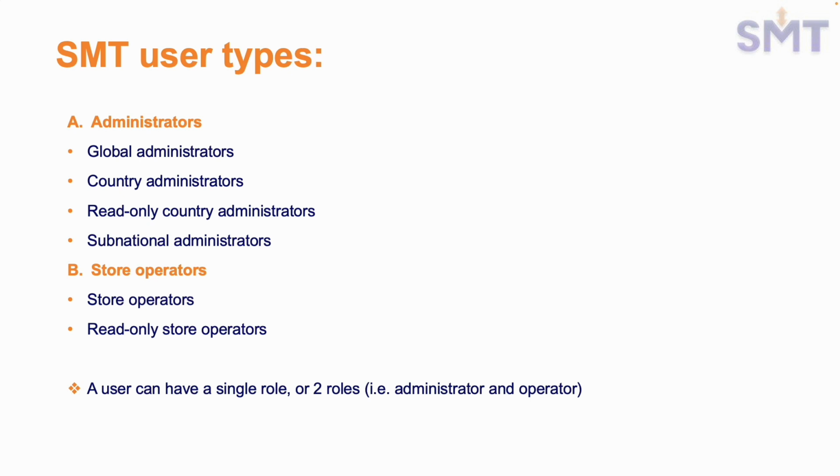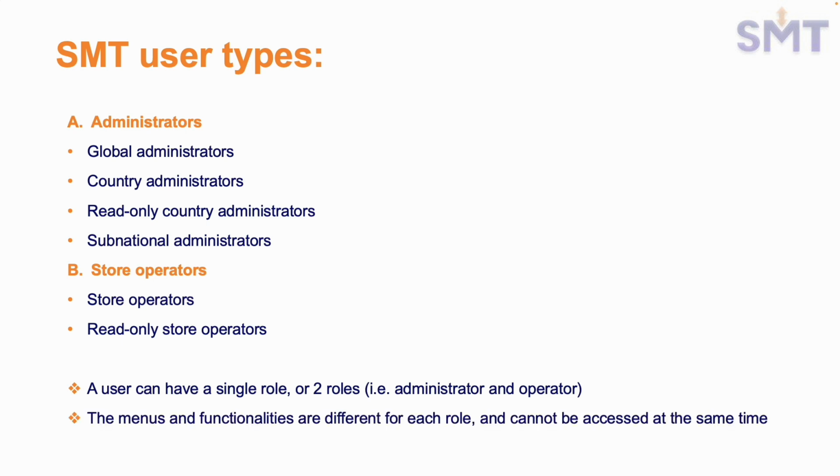So for example, someone that works, let's say, at the national level, they can be the country administrator of the platform, and at the same time, they can be the operator of the national vaccine store. Someone that works in a specific region, they can be the subnational administrator for that region, and they can also be the store operator for that regional vaccine store.